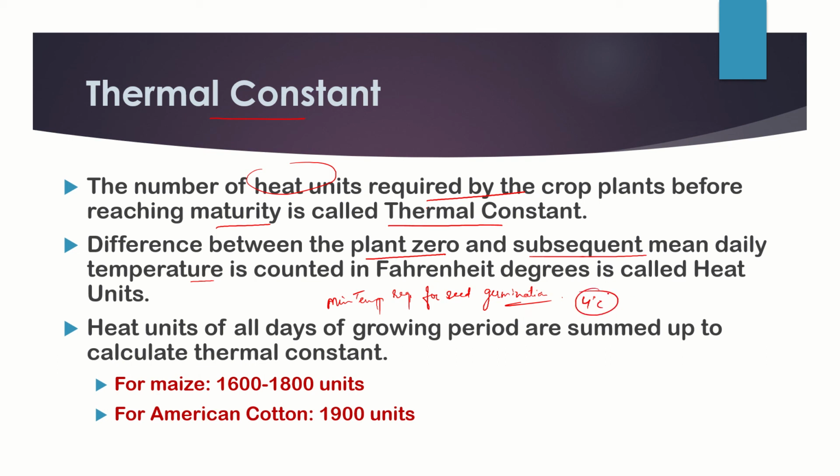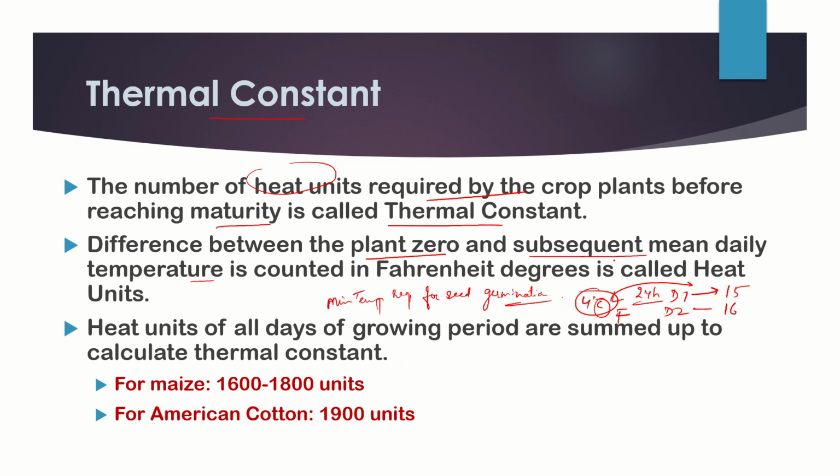Then you will observe the subsequent mean daily temperatures. Mean daily temperature means you will observe the 24-hour period of day 1 and find out its mean temperature. Let's suppose it remained 15. Then for day 2 you will observe the mean temperature, let's suppose it was 16, and so on. So you will observe the difference between these. The difference, when calculated, has to be in Fahrenheit scale. Then that is corresponding to the heat units. Clear? So now you can find out the heat units required.